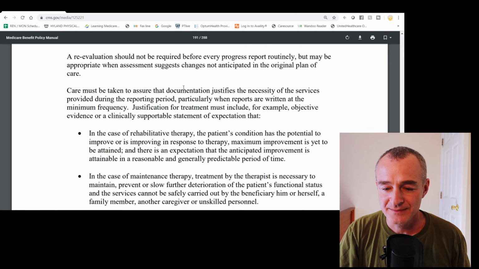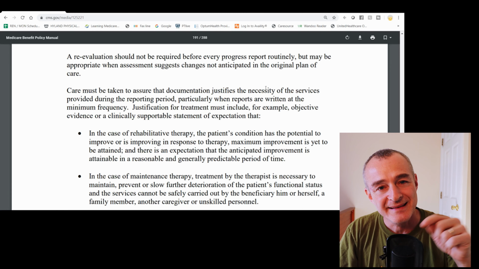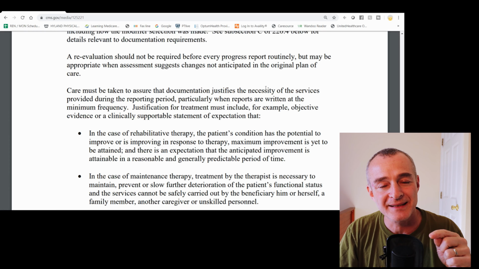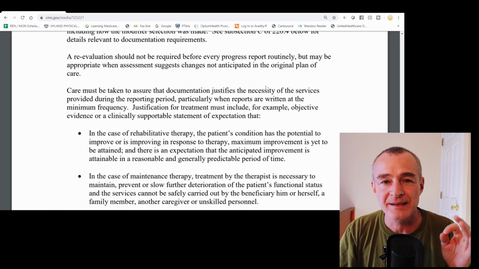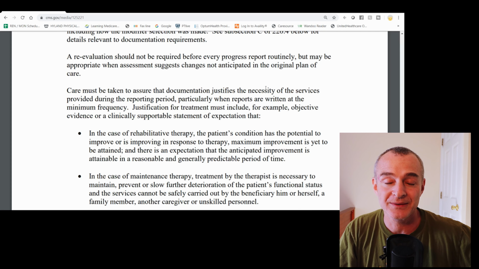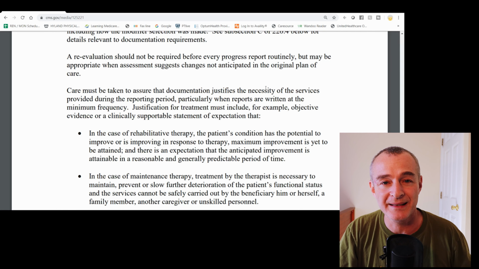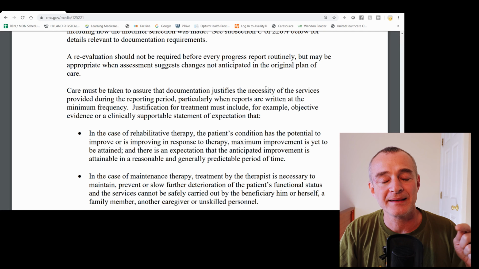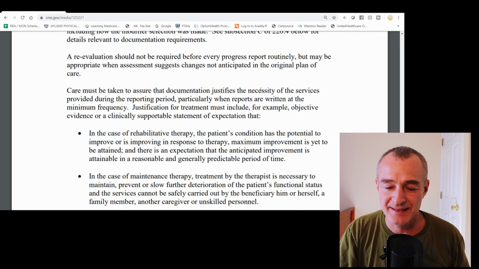Care must be taken to assure the documentation justifies necessity of service. This is where you're supporting medical necessity. Don't try to support medical necessity on the claim. When you submit a claim, the claim indicates that there's already medical necessity. If it wasn't, you wouldn't be submitting the claim. The progress report is where you're justifying medical necessity.